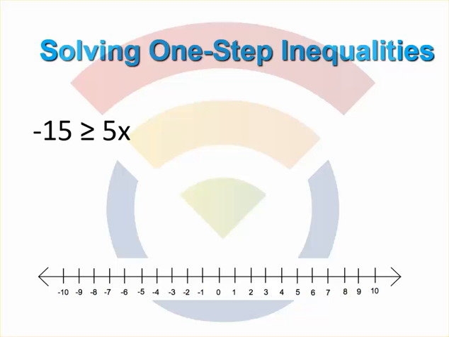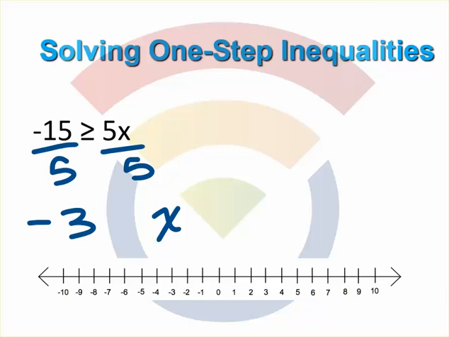Let's do one last example. Negative 15 is greater than or equal to 5x. We'll divide both sides by 5. Negative 15 divided by 5 is negative 3. On the right side, we just have x. Now notice, I only divided by a positive number. My inequality symbol does not change. It's okay, again, that there are other negative numbers, but we divided by a positive. So negative 3 is greater than or equal to x.